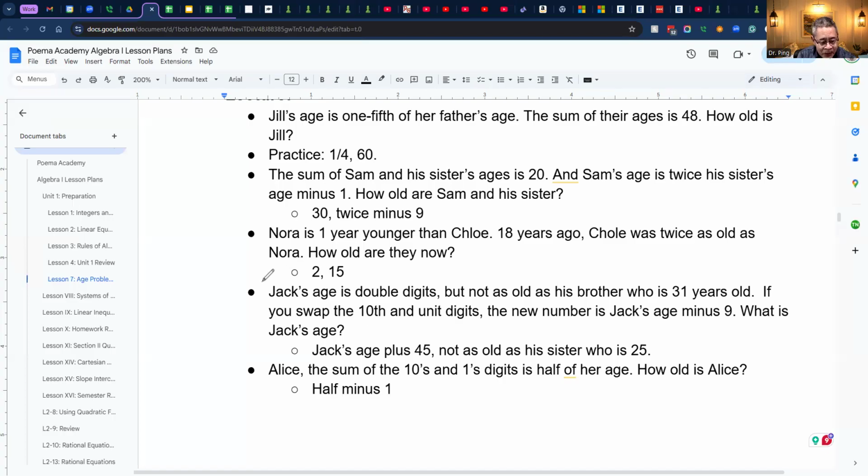Now we're going to see two more of this type of problem, and this actually has to do with understanding the properties of numbers. So we can see that Jack's age is double digit, but he's not as old as his brother, who is 31 years old. So we know Jack's age is a double digit. So we say x is a and b, two digits. We don't know what they are, we're trying to figure that out. But we know x has to be less than 31.